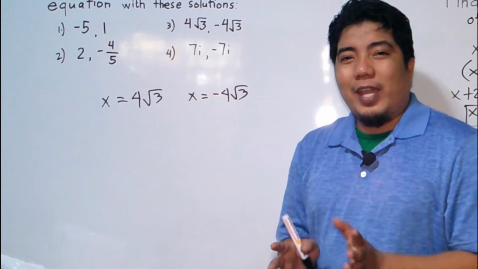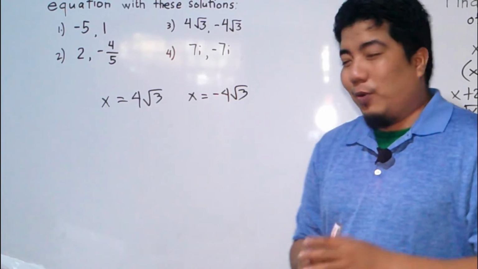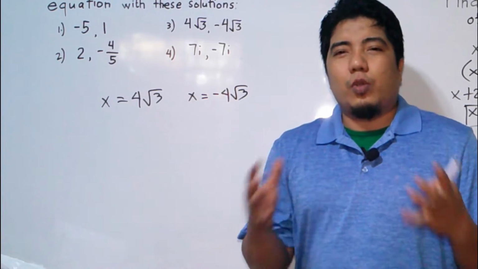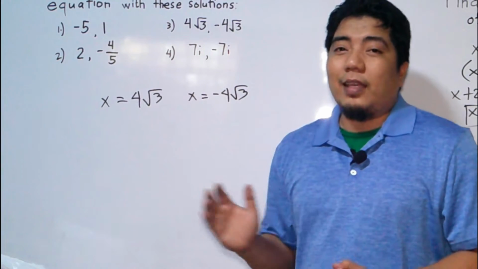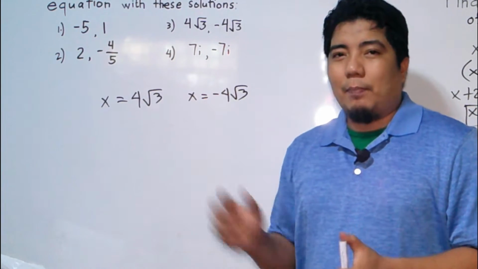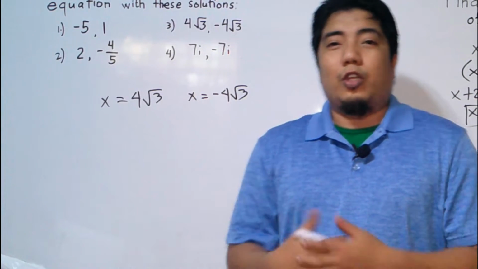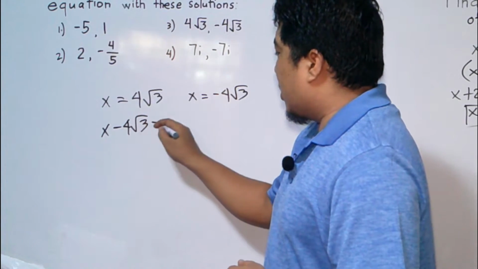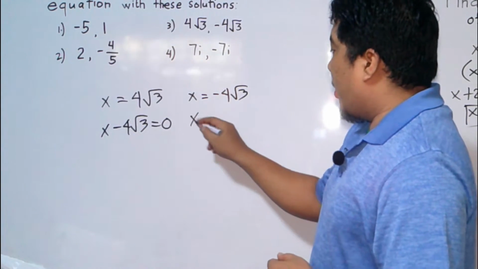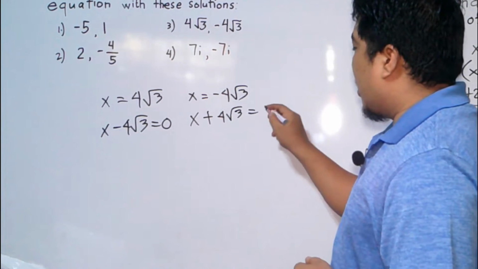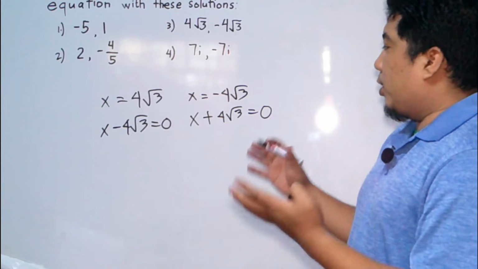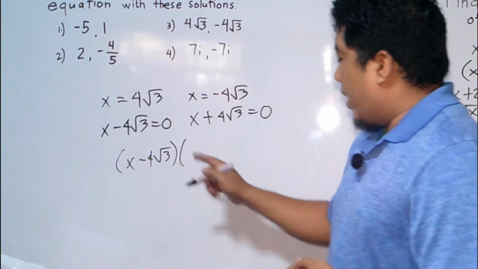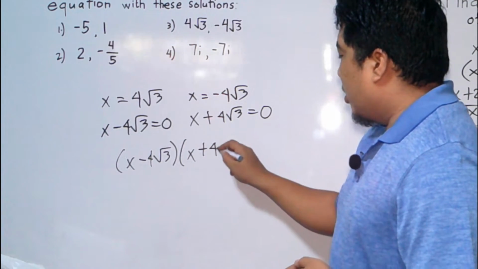Okay, math learners, we have here two values or two solutions in which our solutions have a radical sign. So, how do we obtain our quadratic equation using the reverse method in this example? First, what you will do is you just do your simple reverse method. So, we have here x minus 4 square root of 3 is equal to 0, transposing it. And then here we have x plus 4 square root of 3 is equal to 0. And then what we will do is we have our factors combined together. So that is x minus 4 square root of 3 and x plus 4 square root of 3.